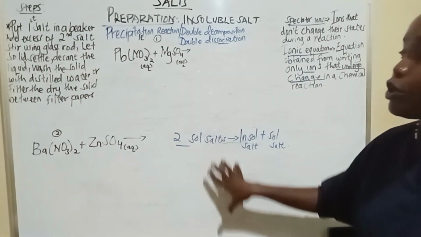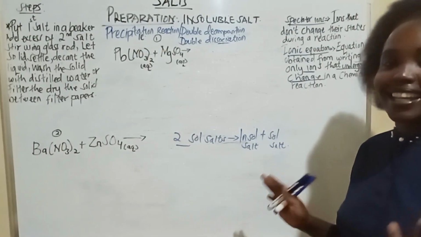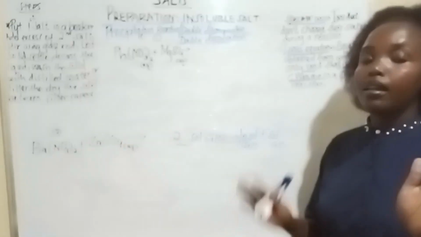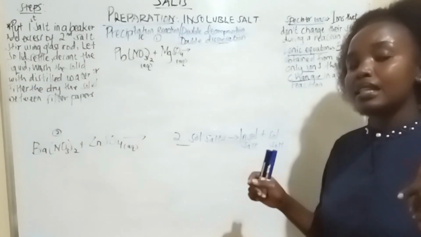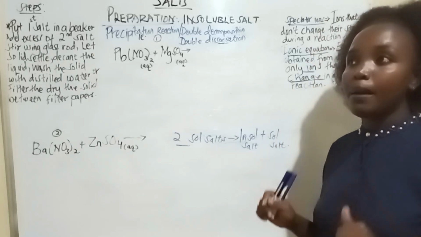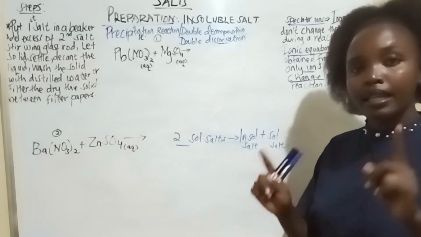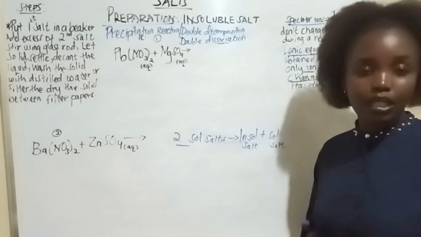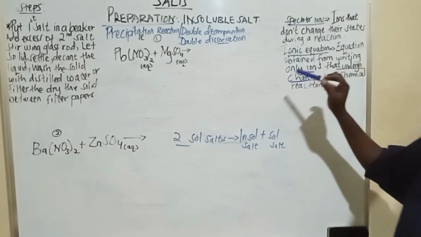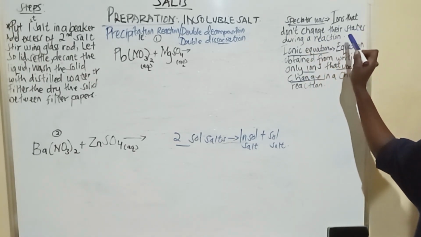So also in equations you have spectator ions that are just there. It's like they're relaxing, they're not doing anything the whole process. So spectator ions don't change during a chemical equation. What happens is they retain their state symbol, and that helps us to know that they didn't change. Spectator ions are ions that do not change their states during a chemical reaction.